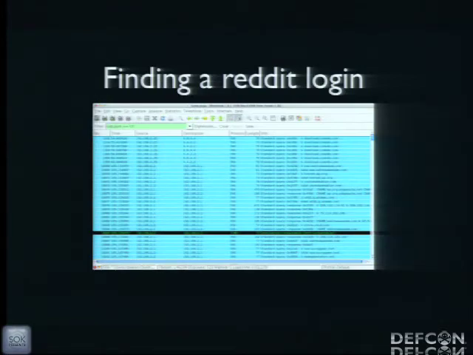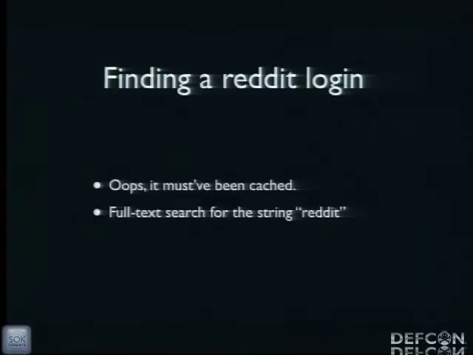We can do a filter to get just DNS traffic, and we still end up with a few hundred requests for this 15 minutes of traffic. You can do a search on the string Reddit to maybe help you narrow it down. Of course, this time we couldn't be so lucky, it must have been cached. So instead we'll do a full text search for the string Reddit on all the traffic, which you can imagine takes a minute or two when you're looking through 146,000 packets.